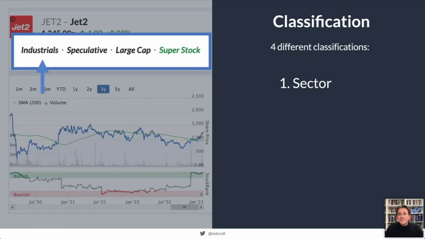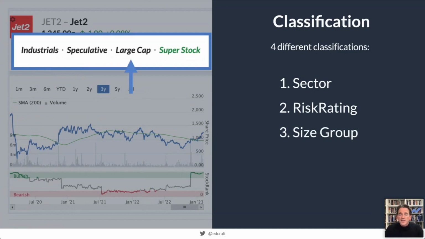Firstly, there's the sector, and the risk rating, which is based on the share's volatility, and more volatile shares have a higher, more speculative risk rating. Then large cap to small cap to micro cap, and also mid caps, as the size group, and the style, which is based on the stock ranks. This is our own classification system, much inspired by Peter Lynch and his book, One Up on Wall Street.